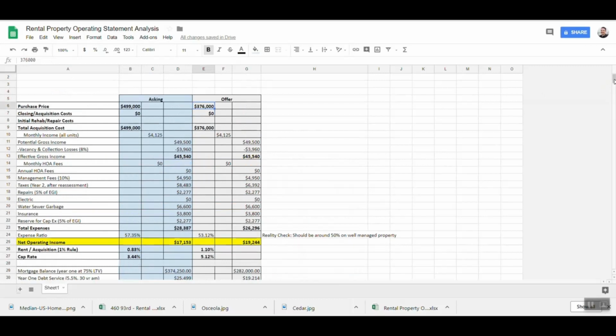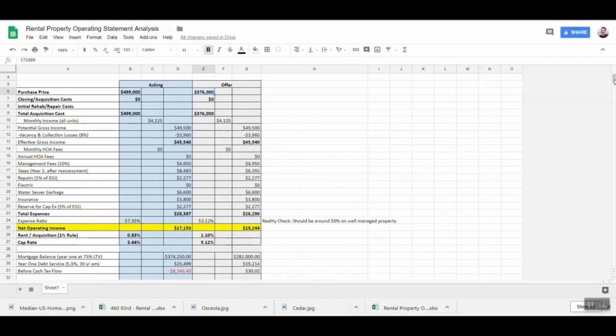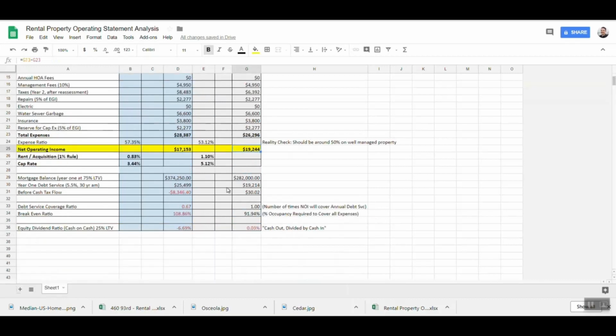I won't go through the spreadsheet again. The only real changes are the taxes go down because the purchase price was less. Everything else stays roughly the same as far as expenses go. That gives us a 53% expense ratio, almost 20K in net operating income. But guess what? Our debt service is $19,214, whereas our net operating income was $19,244.